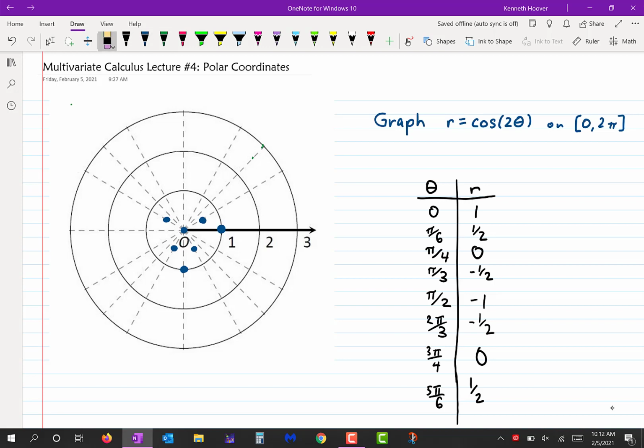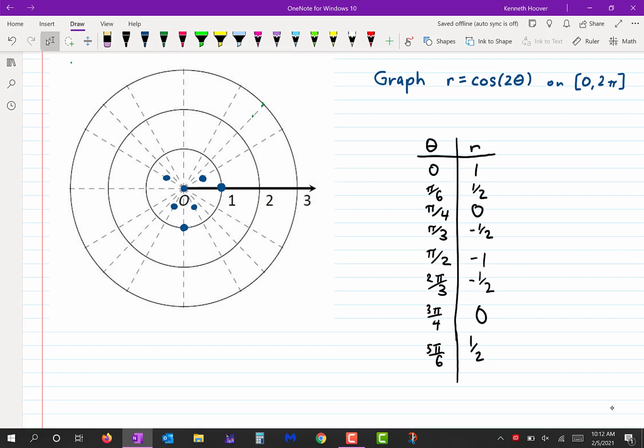Okay, and then let's do pi over 2. All right, let's see. Sorry, I knew something was wrong. We're not at pi over 2. We passed that a long time ago. It's pi. There we go. r will be the cosine of 2 pi, which is 1. So there's pi over 2. Radial distance of 1 puts us right there.